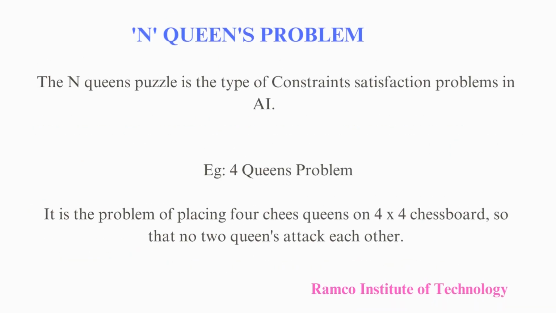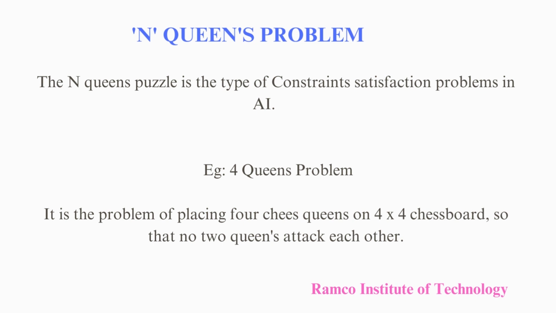The n-queens problem is a type of constraint satisfaction problem in artificial intelligence because it contains some constraints while solving the particular problem. Here I am going to take the 4 queens problem as the example and place the 4 queens on a 4 cross 4 chessboard, so that no 2 queens attack each other.